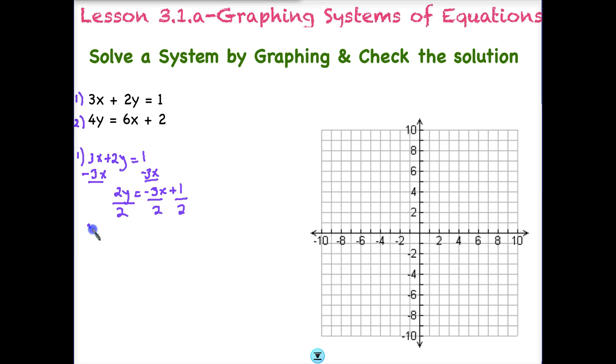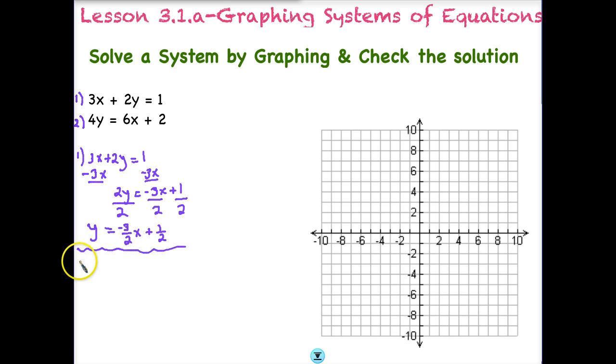And my final equation will be y, because 2 divided by 2 is just 1y, equals negative 3 over 2 x, I can't divide that, so I'll just leave that, plus 1/2. I can't divide that either. Well, I can, but then I'll end up with a decimal, and it'll be easier to graph it like that. Okay, so that's equation number 1.